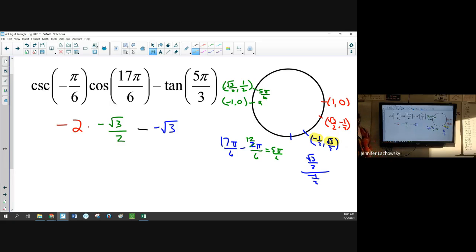Is it just gonna be 3 divided by 2? What's that? Oh, you're adding. Mm-hmm. There you go. Yeah, the first one becomes just positive square root of 3 and then plus square root of 3. So then you get 2 square roots of 3. And there you go. Okay?